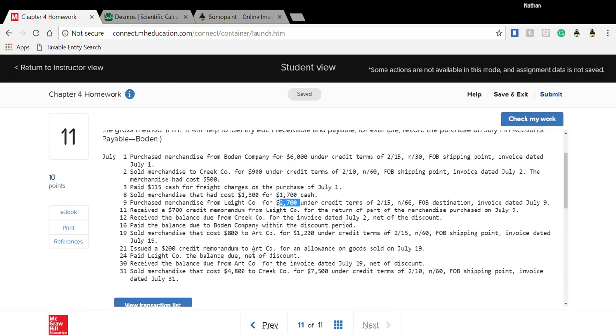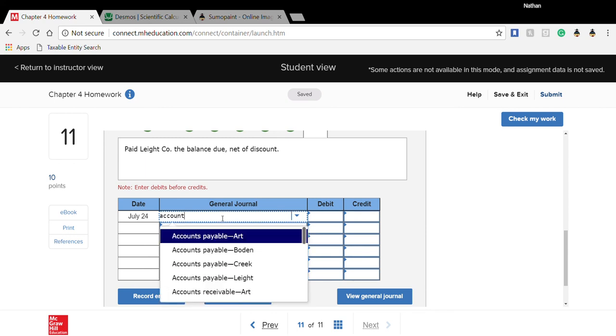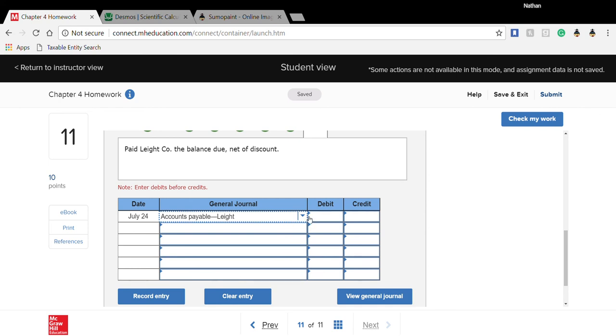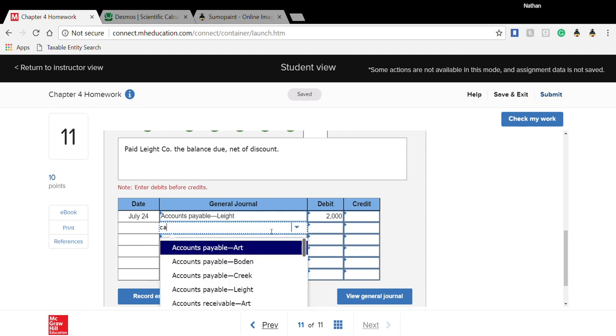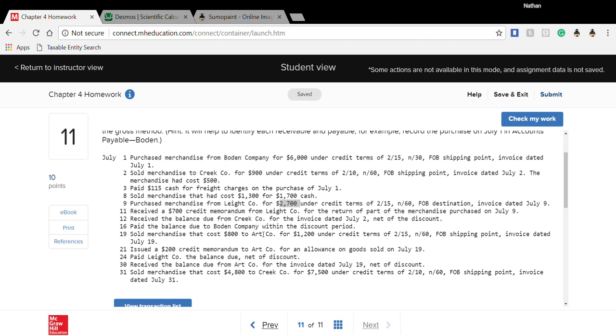So we're going to pay them off. So first off, accounts payable is always going to get debited because it's going down. We don't owe them that amount anymore. This is only $2,000. Next part is our cash. And remember, our cash is only affected by what's currently in accounts payable for that person. So we're going to take the 2,000 and times it by whatever discount there is.